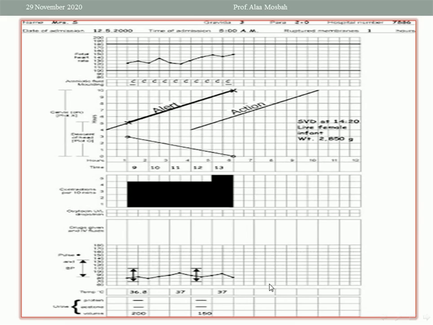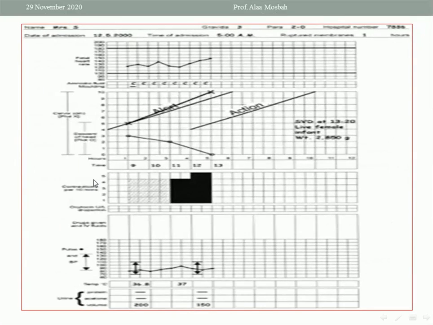All parameters as regards the mother, pulse and blood pressure, were normal, and the character of the urine was normal. So this is a partogram of a case with spontaneous vaginal delivery, or normal labor. Another partogram.